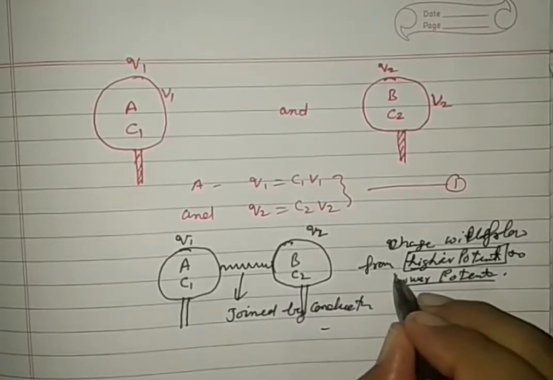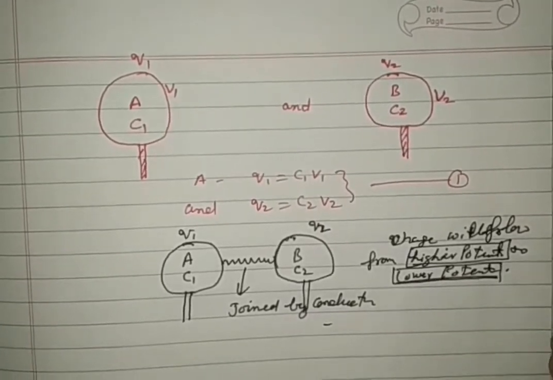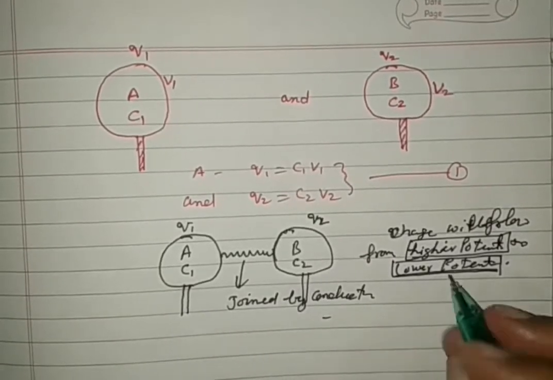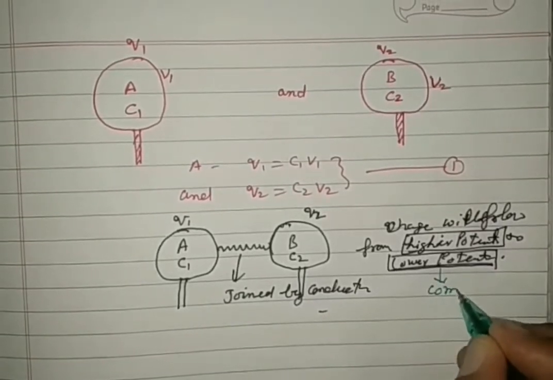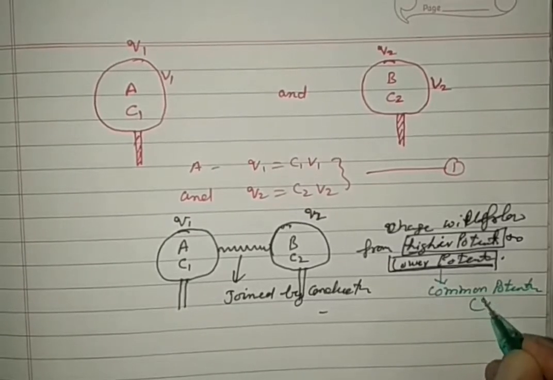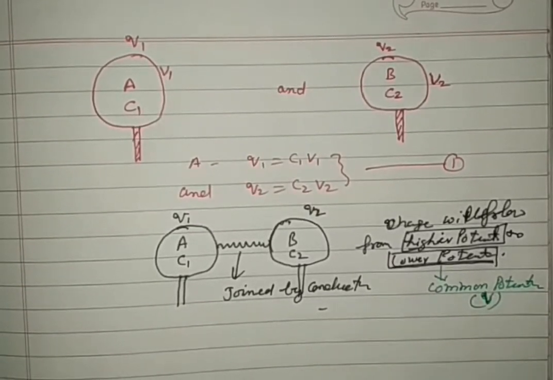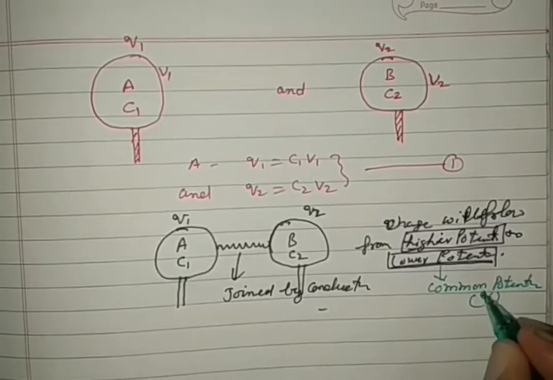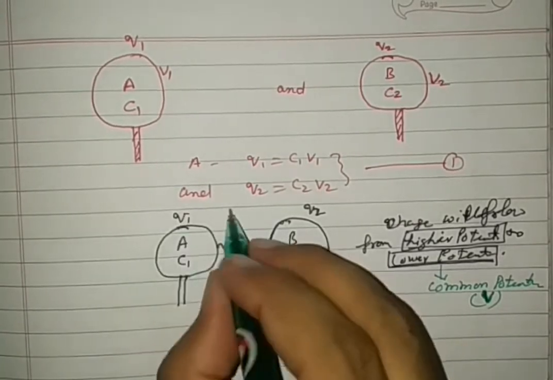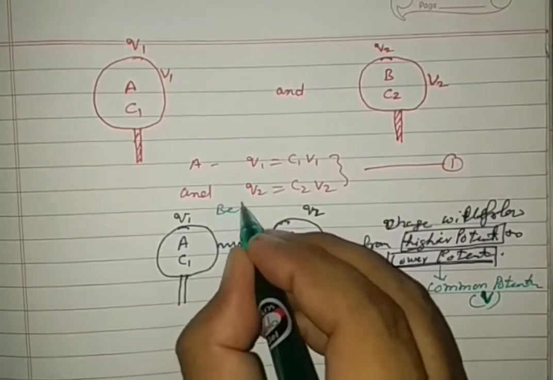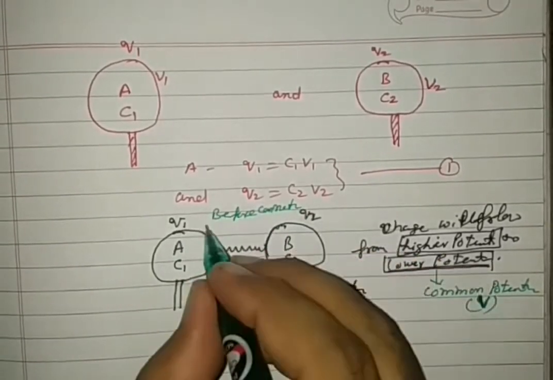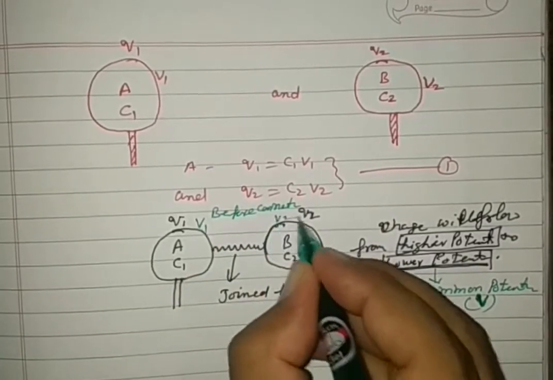See the term in the box. How do charges flow? From higher potential to lower potential to obtain a common potential. This common potential we denote by capital V, not V1, V2. So, see in the diagram, before connecting, charges were Q1 and Q2, potentials were V1 and V2.